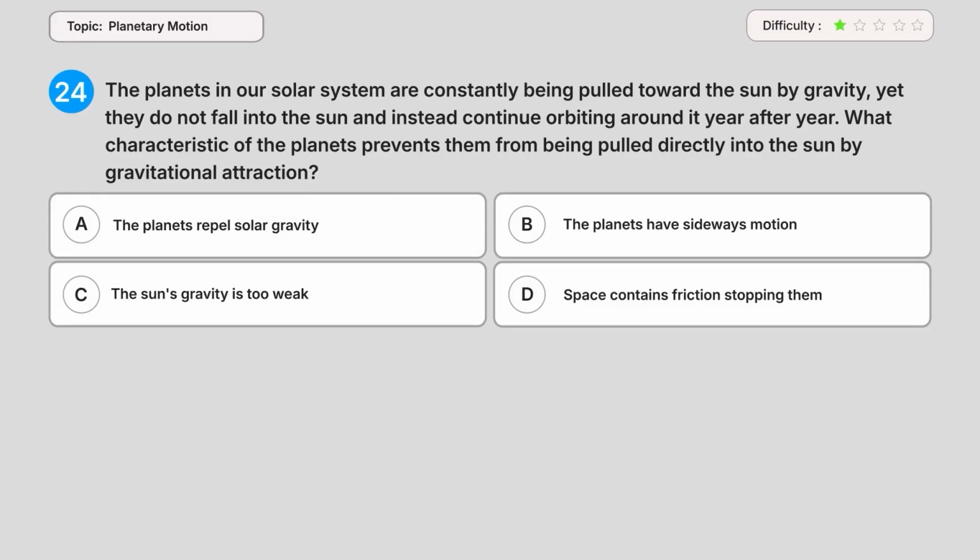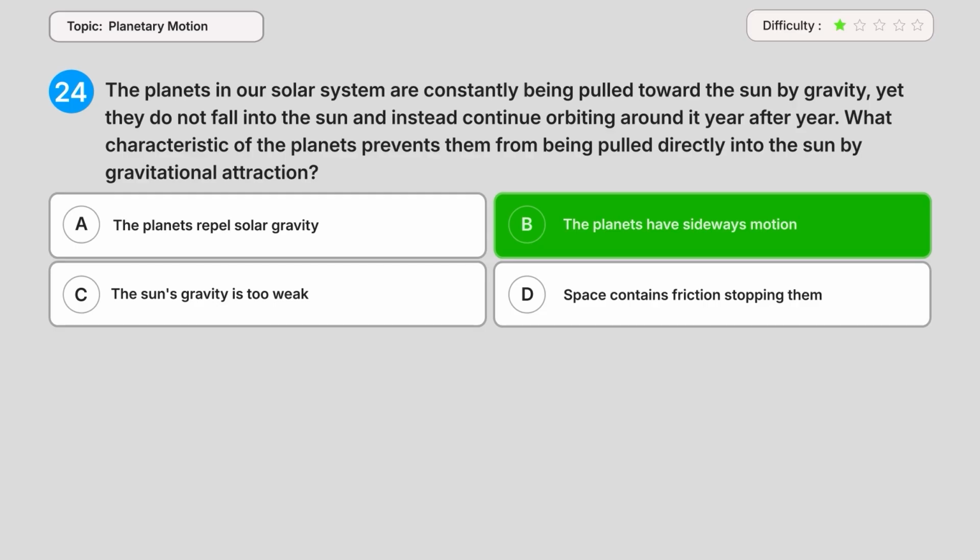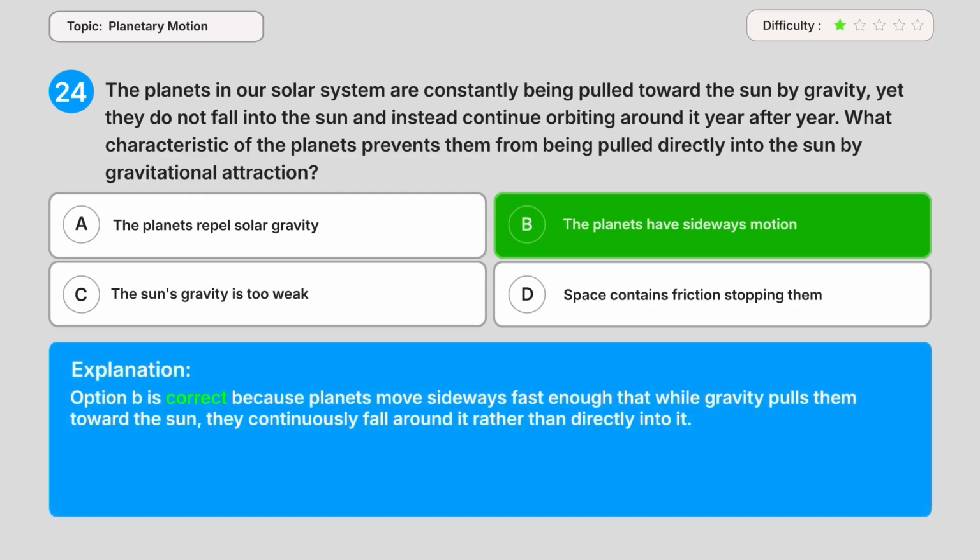Correct answer, B. The planets have sideways motion. Explanation. Option B is correct because planets move sideways fast enough that while gravity pulls them toward the sun, they continuously fall around it rather than directly into it.